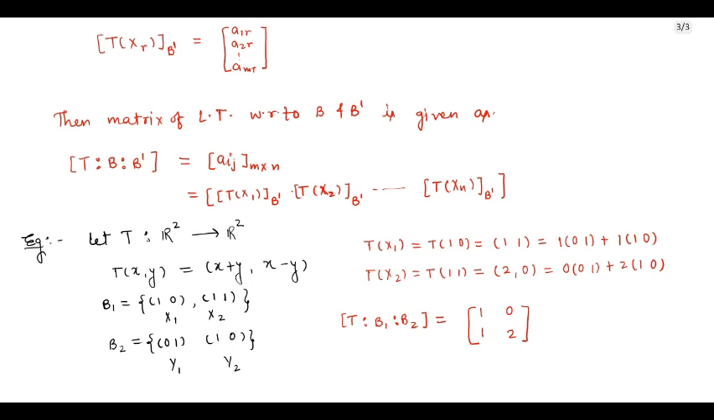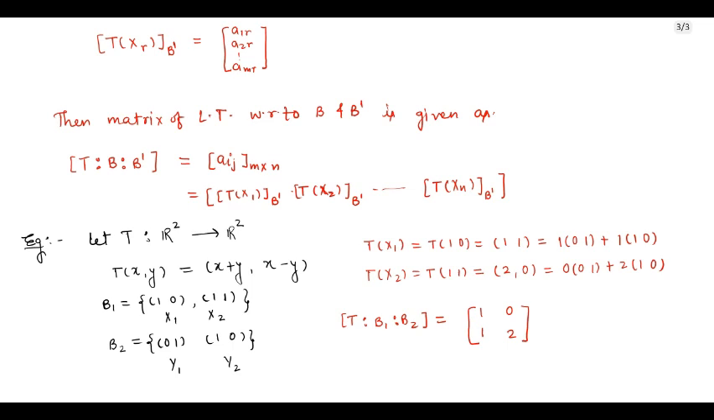Yes sir. Sir, how did you get T of x2? The transformation: we have x2 as (1, 1), put 1 plus 1 equal to 2, 1 minus 1 is 0. So T of (1, 1) is (2, 0). Then (2, 0) we write as a linear combination of the second basis, right? Yes sir, understood.